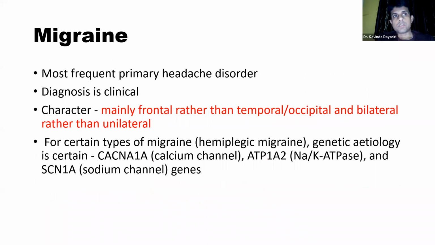So let's look at a few causes of chronic headache. Migraine is the most common cause of chronic primary headache in children, and the diagnosis relies on the clinical features of the chronic headache. Compared to adults, children's migraine is rather frontal than temporal, and it's bilateral rather than unilateral. And it has a multifactorial etiology with a lot of trigger factors, as well as a family history of migraine evident. And also certain types of migraines, including hemiplegic migraine, have a clear genetic etiology. There are known genetic defects which are related to hemiplegic migraine.